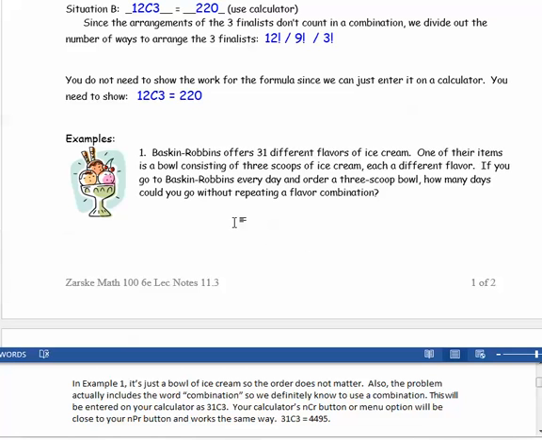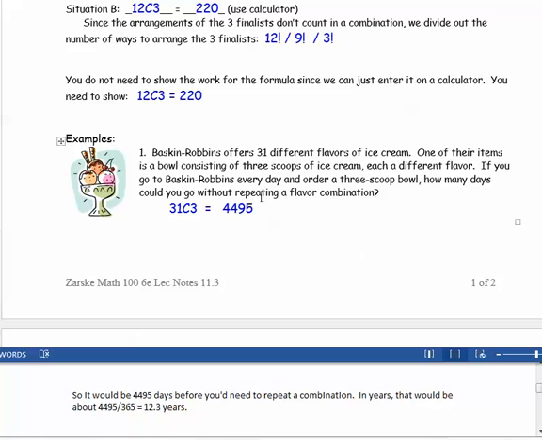So this will be entered on your calculator as 31, and you're choosing 3, so it'll be entered as 31C3. Your calculator's nCr button, or menu option, will be close to your nPr button, and it works the same way. So enter 31C3, and you should get 4,495. If you're going every day, that means it would take you 4,495 days before you would ever need to repeat a flavor combination.